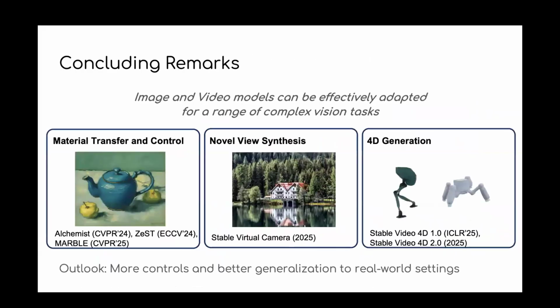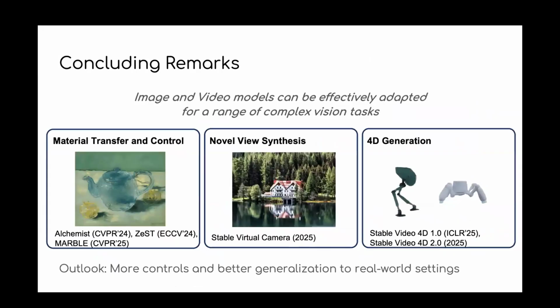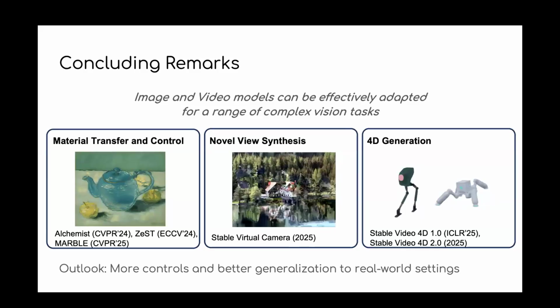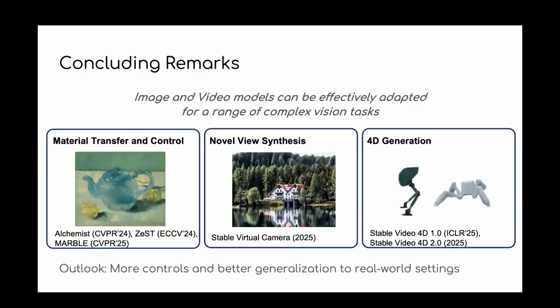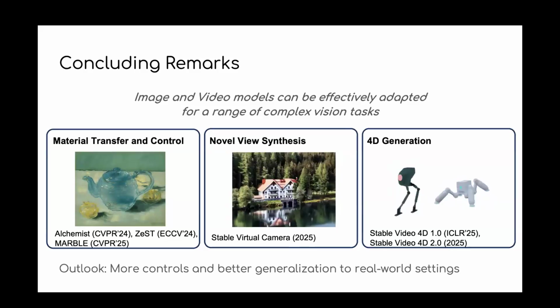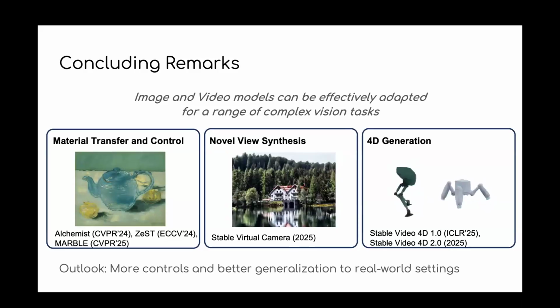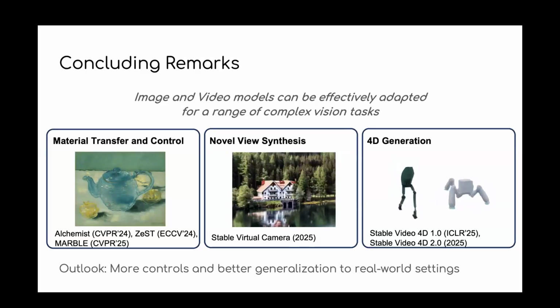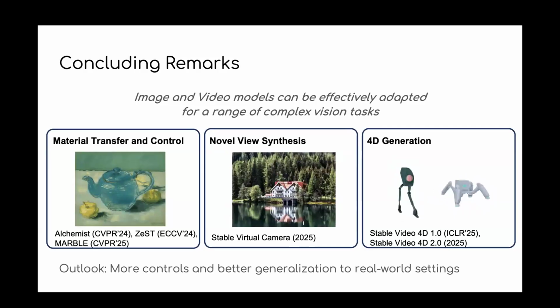To conclude my talk, hopefully this has convinced you, as you're probably already convinced by much of the work at CVPR, that diffusion models are quite powerful and can be adapted to quite a range of tasks. I have given examples of lightweight and heavy adaptations, and it can be effectively adapted to a range of complex vision tasks like material transfer control, novel view synthesis, 4D generation, and relighting, and a lot of interesting tasks, which are traditionally quite complex to handle.